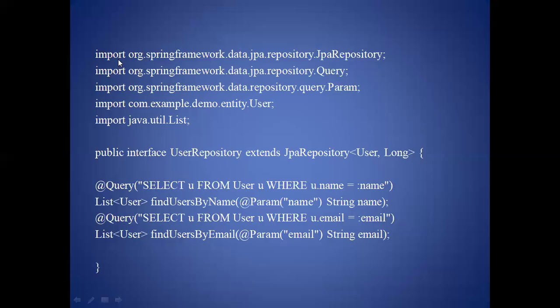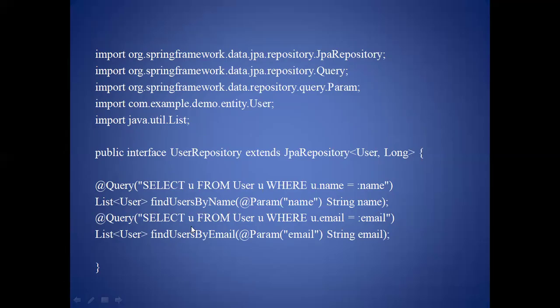Here, with the help of the import keyword, we import the JpaRepository package, then the Query package and Param package, then the User class and List interface. We create the package and the public interface UserRepository extends JpaRepository. In the repository layer we write @Query("select u from User u where u.name = :name"), where u is the alias name. In that way we derive the query: List<User> findByName, and the parameter we pass is name.